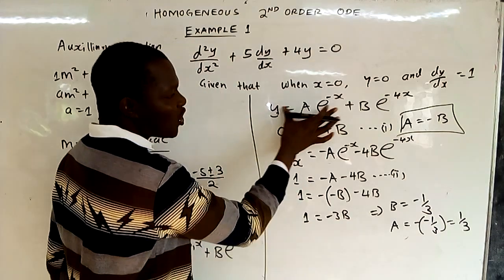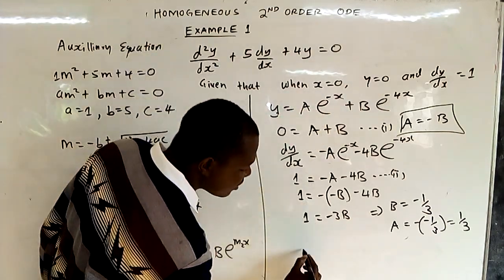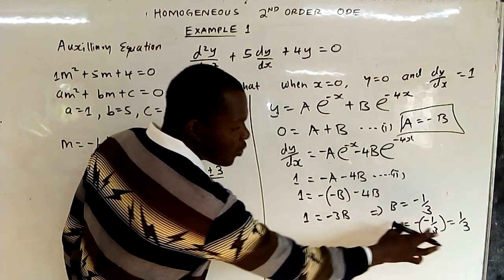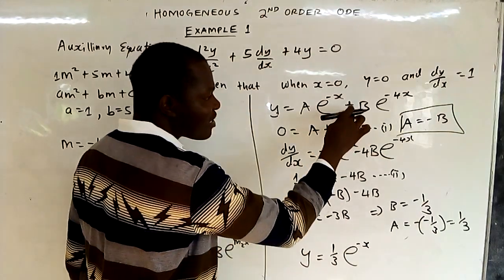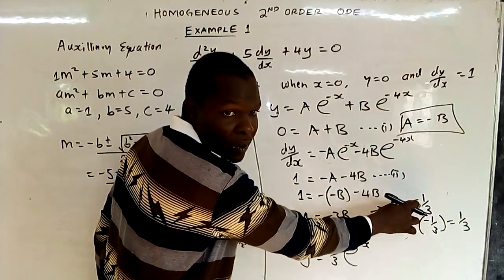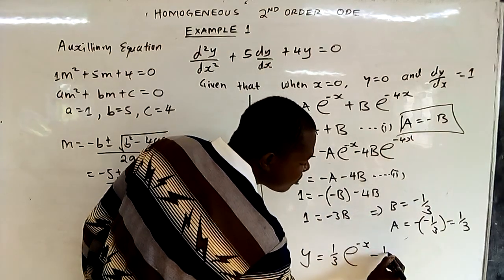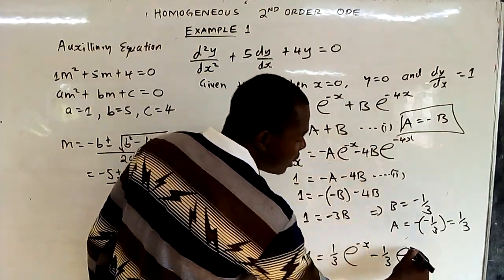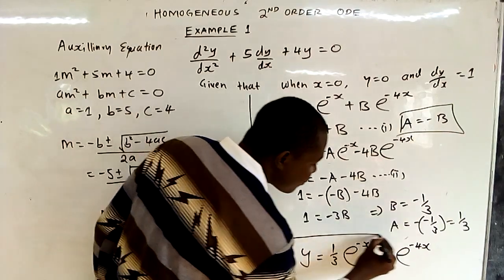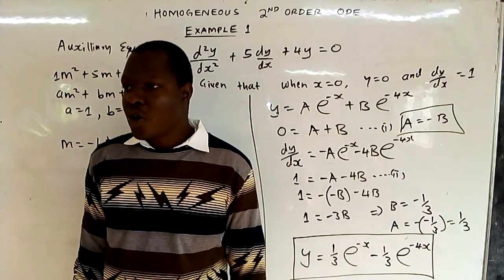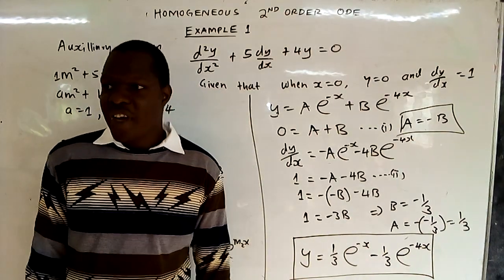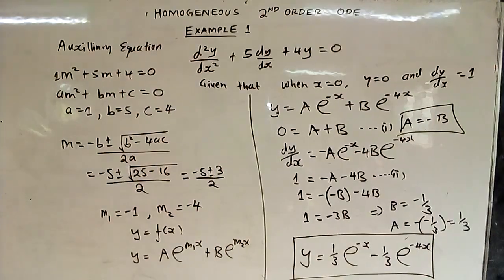So what is the solution of your differential equation? The solution is y equals a, which is 1/3 e^(-x), plus b, and b is negative. Are you seeing this? b is negative 1/3 e^(-4x). So this is the solution of the second order homogeneous ordinary differential equation using the D operator, or the method of undetermined coefficients. Are we together? Good.